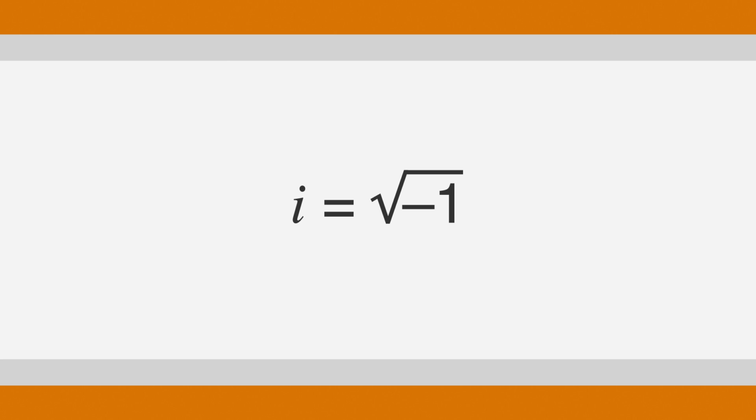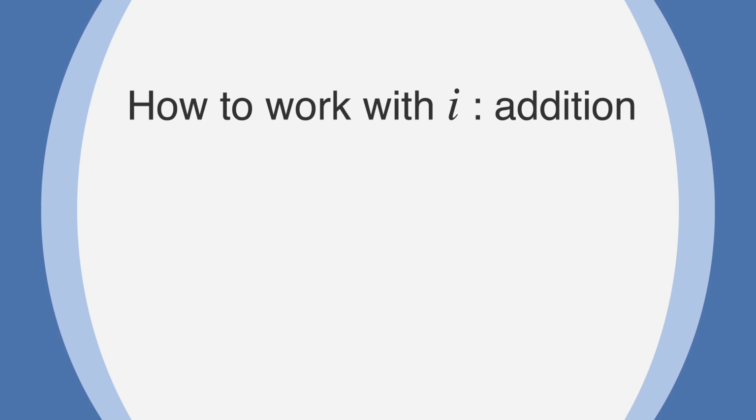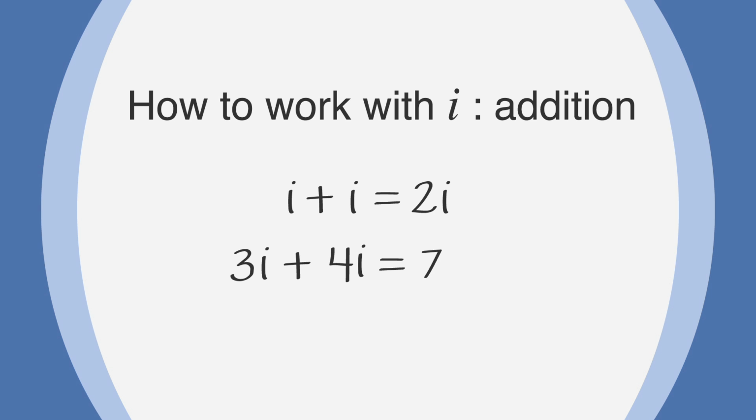i is the square root of -1. It's not a real number, it's imaginary, but you still need to know how to work with it. For starters, you can add it to another i. When you're adding i's, just treat them as you would a real number. i plus i is 2i. 3i plus 4i equals 7i. What if you add i to a real number, like i plus 3? Well, then you have a complex number, which we would typically express as 3 plus i.